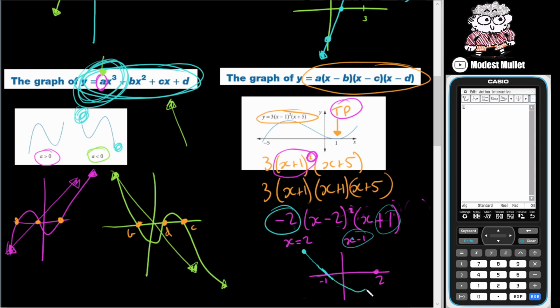We're going to keep coming down, and then we need to come back towards our intercept. This intercept, though, is a repeated one. So since it's repeated, we're just going to touch, we're just going to kiss the axis, and then head back down and away.